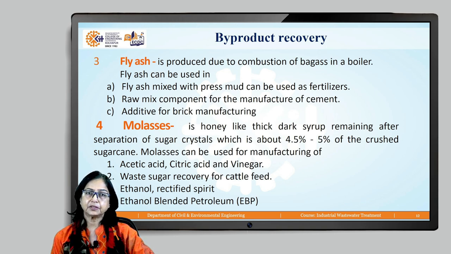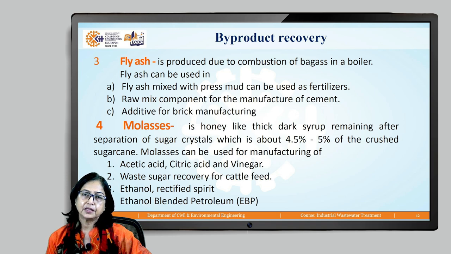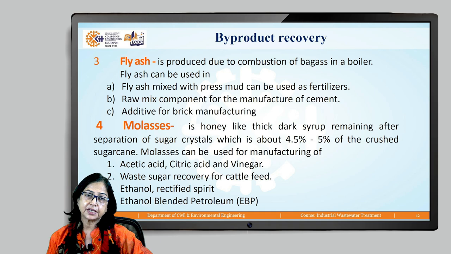The third byproduct is fly ash, and fly ash is produced from boiler. If bagasse is used as fuel, then the quantity of fly ash generated is very high. Now this fly ash can be mixed with press mud and used as fertilizer. It can be used as raw material for manufacturing of cement, or it can also be used as additive for brick manufacturing.